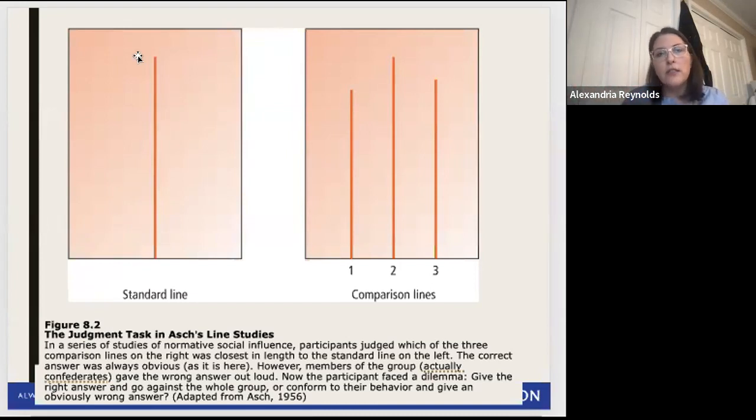Okay, so you see a slide where you see the line, and then you get a slide of comparison lines together. So you'll have 1, 2, and 3. So tell me, just from looking at this, what line most closely matches the comparison line? If I had to ask you 1, 2, or 3, which one most closely matches the standard line? So if you had to answer, put it in chat. Is it 1, 2, or 3 that most closely matches the standard line?